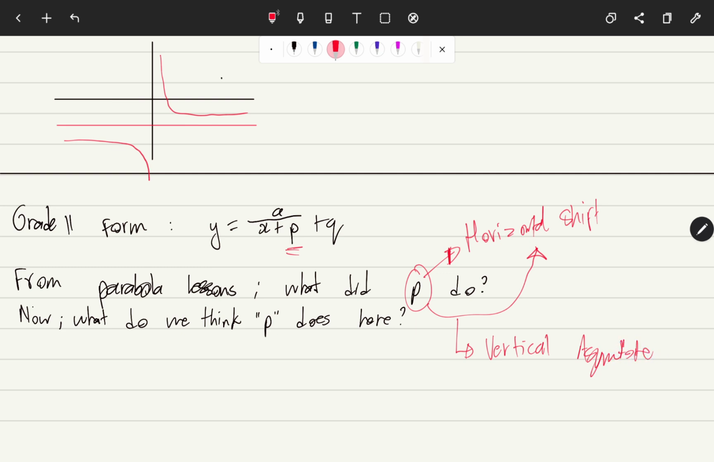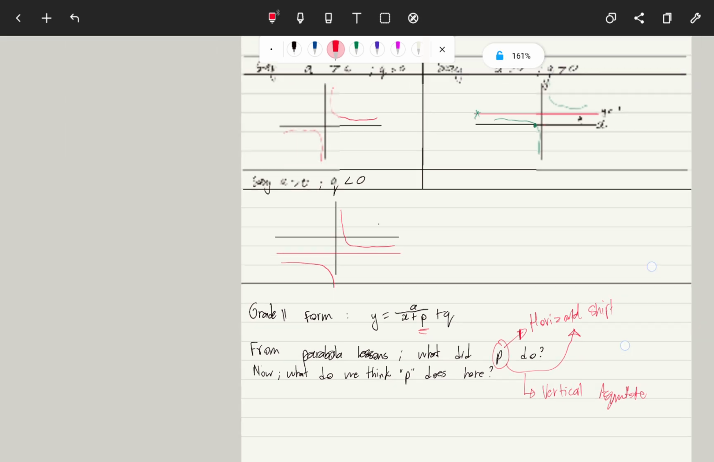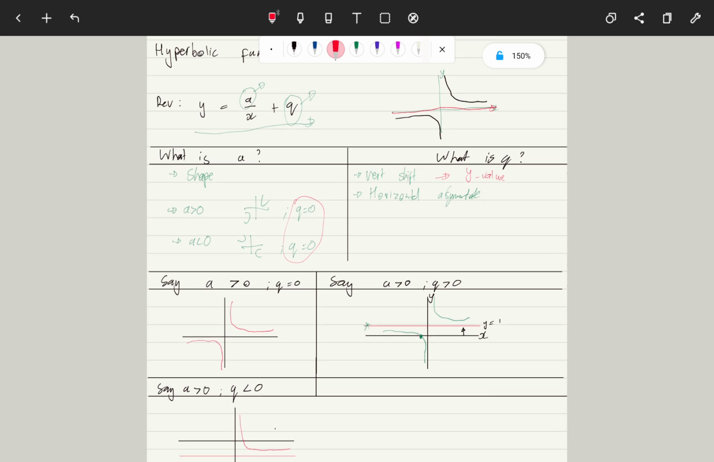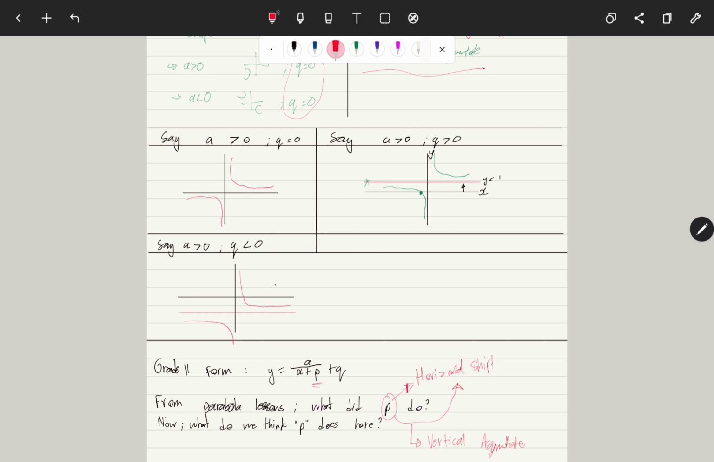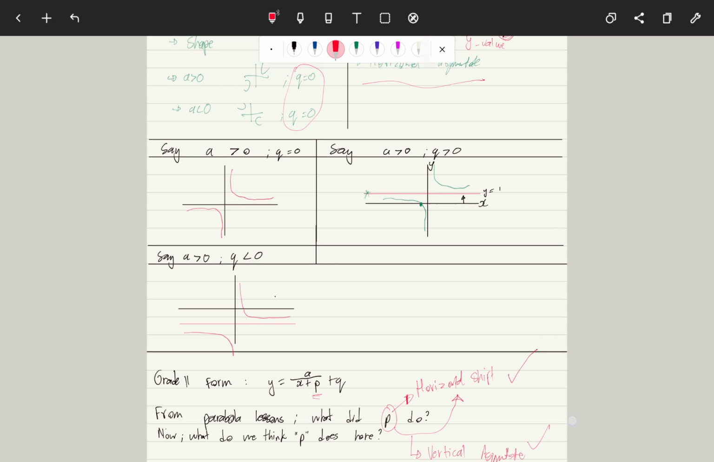Asymptote. Yes, it will also be a vertical asymptote. And now I want you to look at this. Here, Q is a vertical shift, but the horizontal asymptote. What about P? P is a vertical asymptote, but the horizontal shift. Do you see that? There is a little bit of, yeah, I forgot the word, but do take note of that.